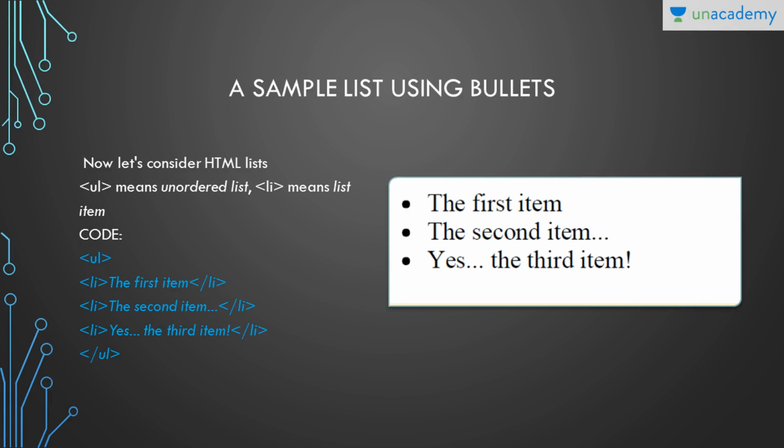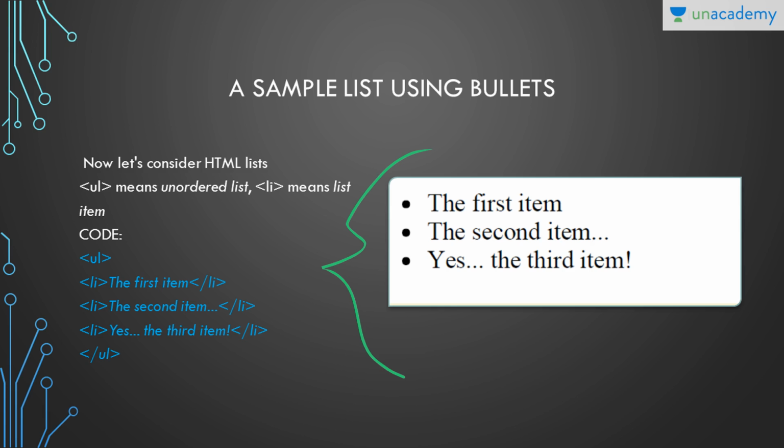Now the third topic was list. Okay, so here you can see that lists are of two types. The first is the unordered list, which is denoted by the ul tag, and the ordered list, that is the ol tag, right? So first of all we will be looking at the unordered list.